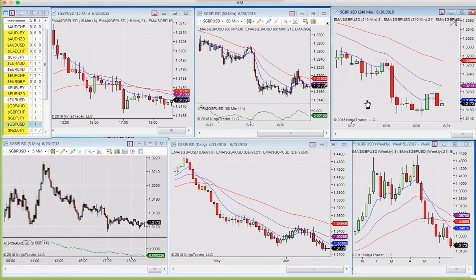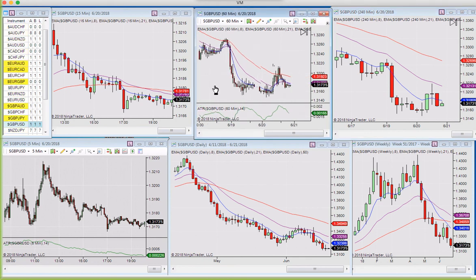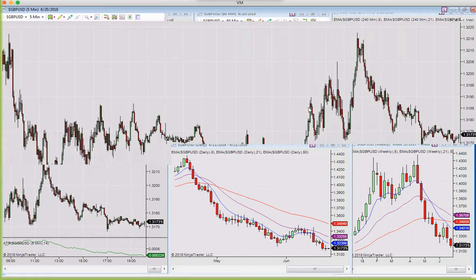GBP USD. Okay, so the daily first. The daily is nice. The weekly is nice. Okay, we're again a little late. We've entered on the high volatility side of things. This is almost right. Okay, so let's look at the 5 minute.